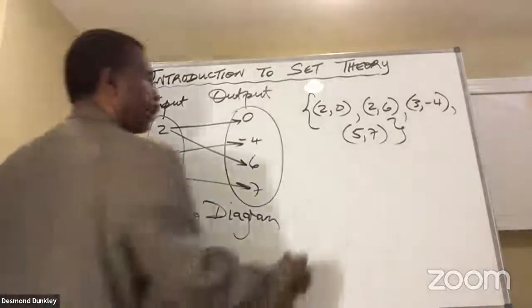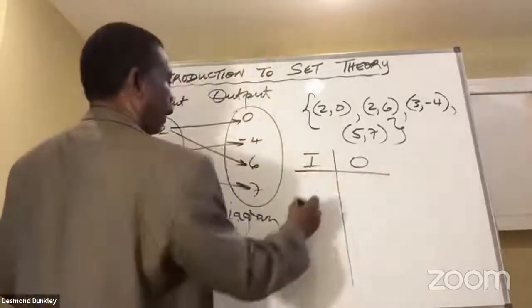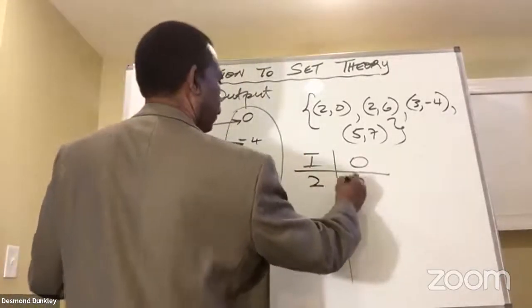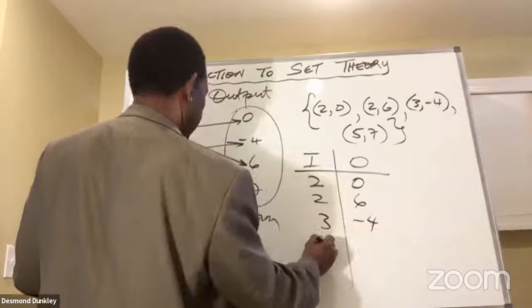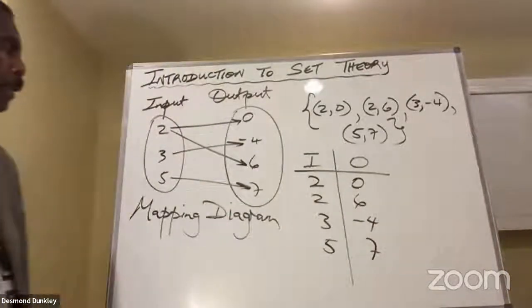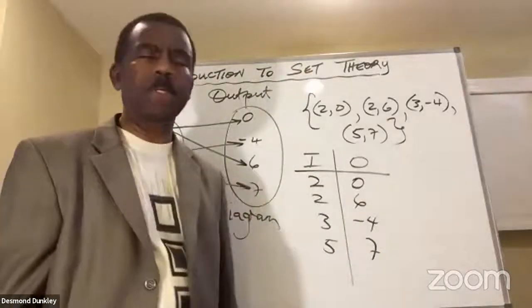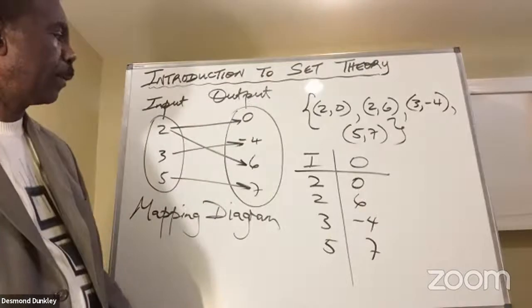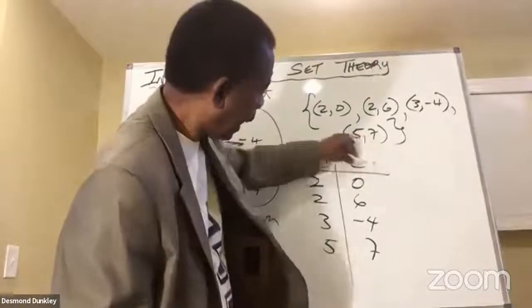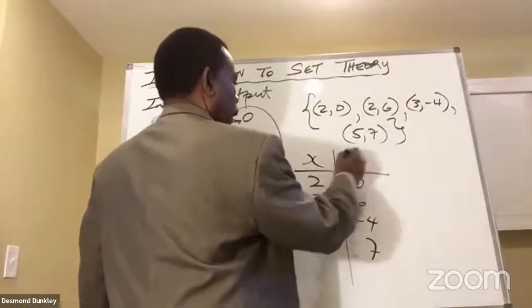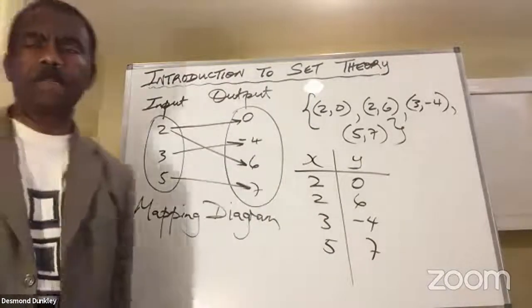And then, of course, you could have what is called the input-output table. We have 2, 0, 2, 6, 3, -4, 5, 7. So that's 3 different representations of the same information. And then, of course, you could also call this an XY table. Input, output, or X, Y table. But the first item is X, the second is Y.